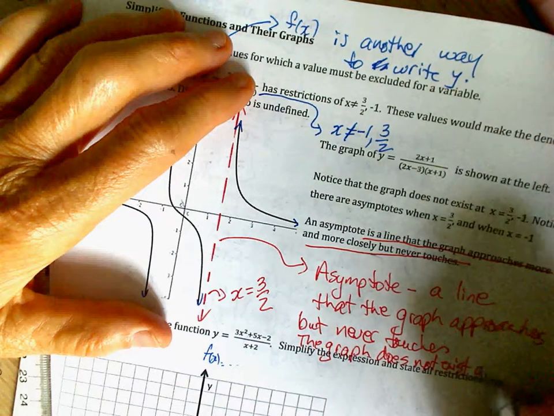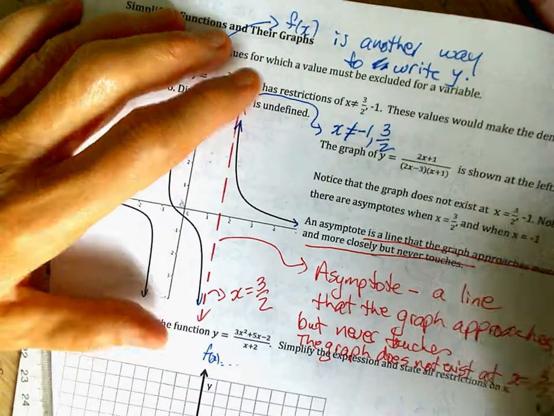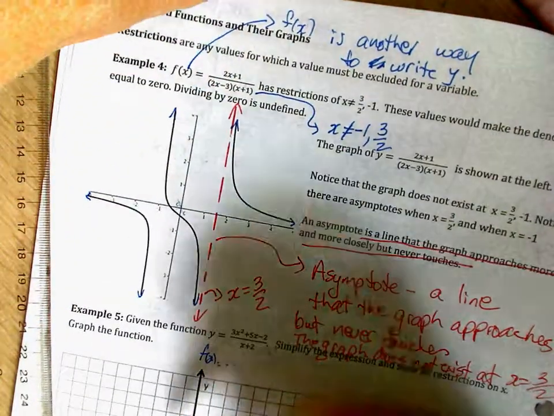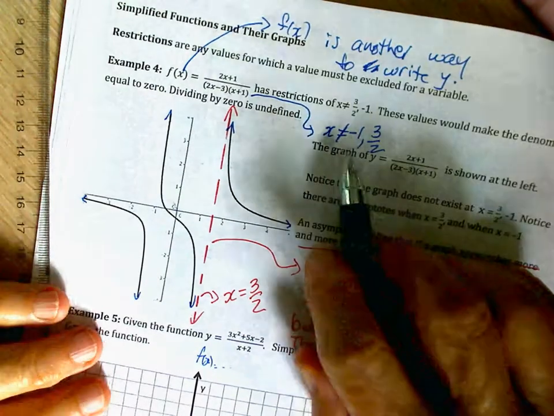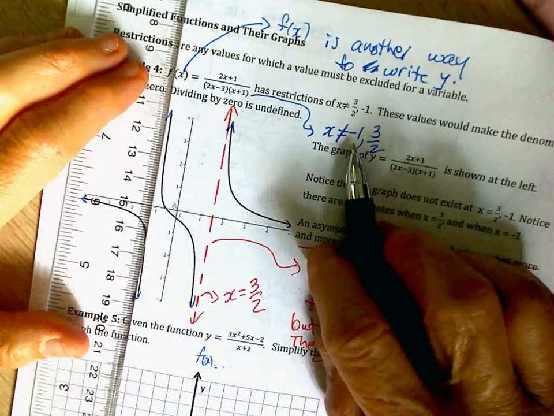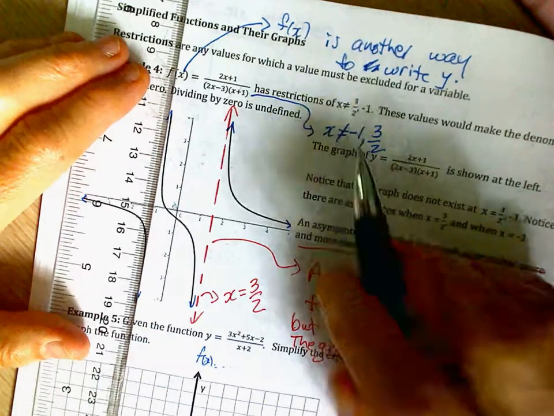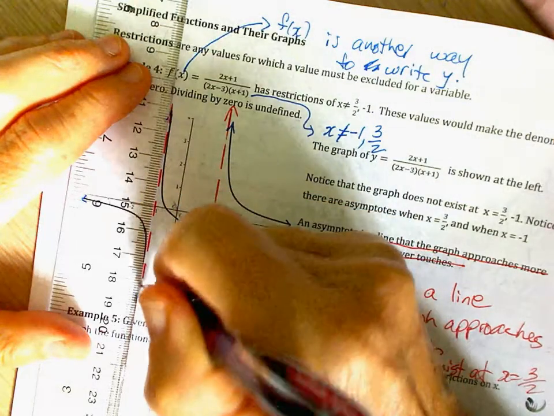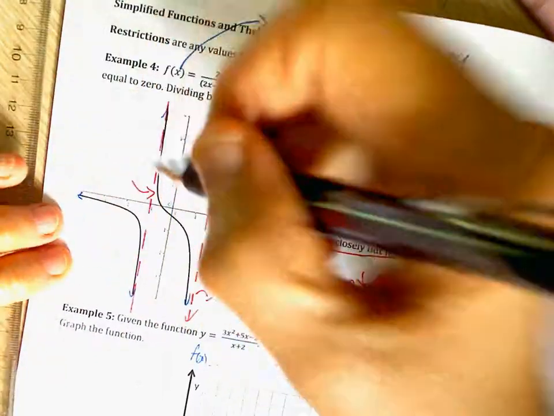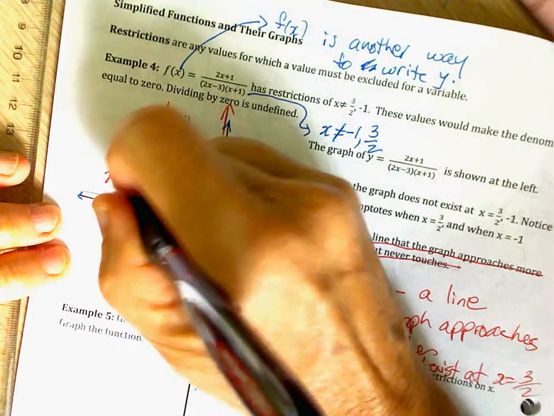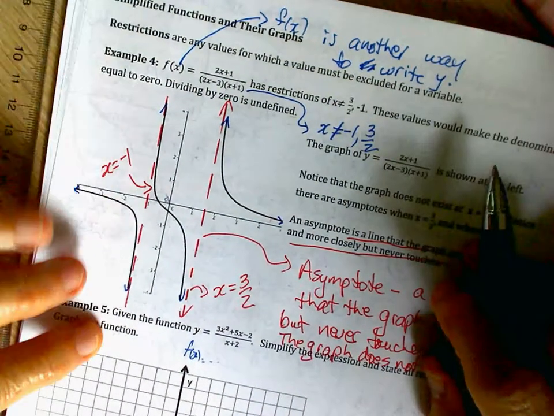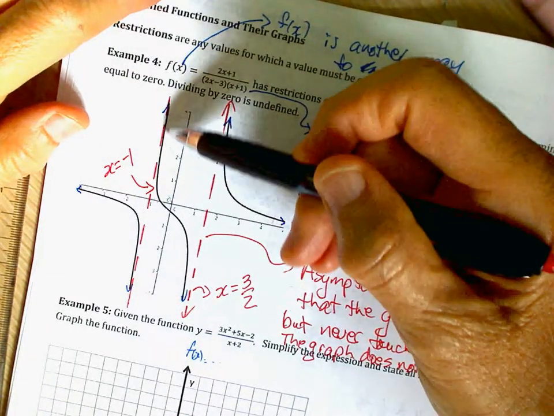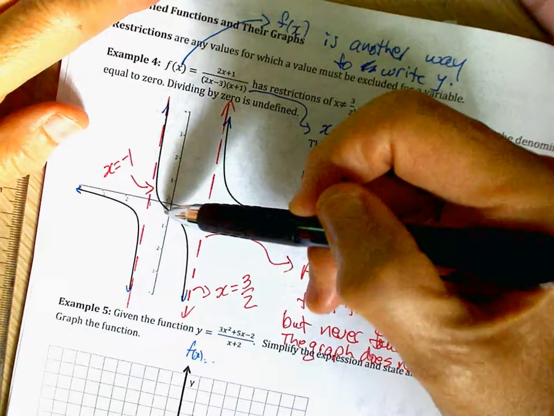Nowhere along this line going up to infinity and down to infinity will this graph ever touch it. Equivalently, x equals -1, which is right here. The equation of this line is x equals -1, and that's another asymptote. As the graph gets closer and closer to this line, it never touches. This is just an inaccuracy in drawing, but graphs never touch the asymptote there or there.